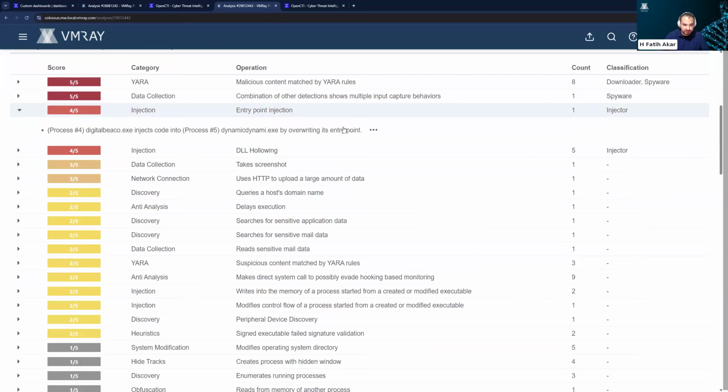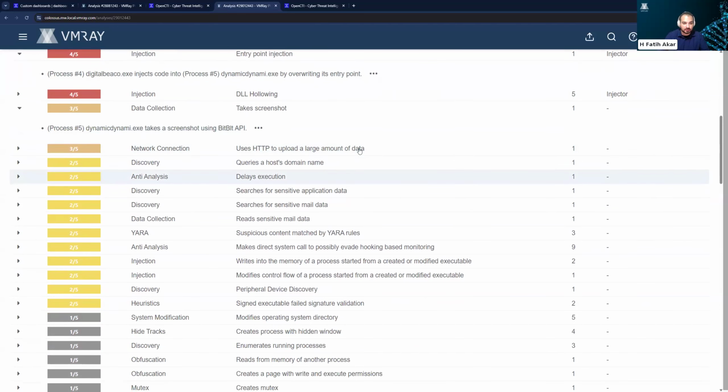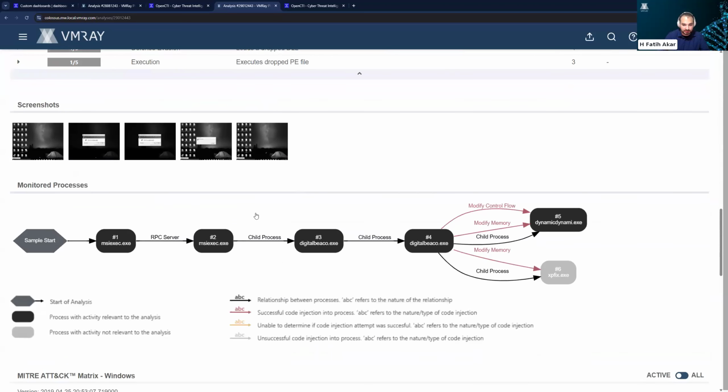And again, it does injection, takes screenshots through the Windows API, and also makes a network connection to upload the data that it was stealing. And in this case, it's a large amount of data. And over here, this is the timeline of the processes in that analysis. So it starts by creating an msiexec.exe, and then goes on to the final stages where it does a lot of injections into even its child processes to evade some of the detection.